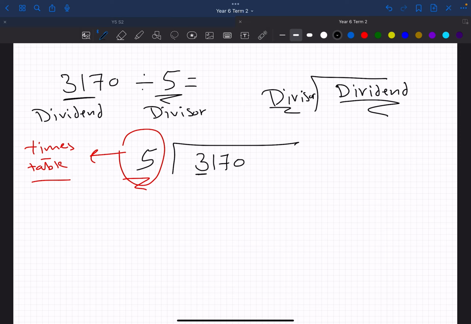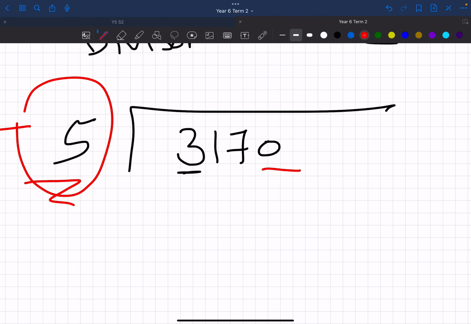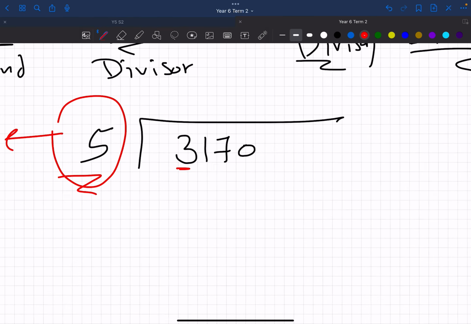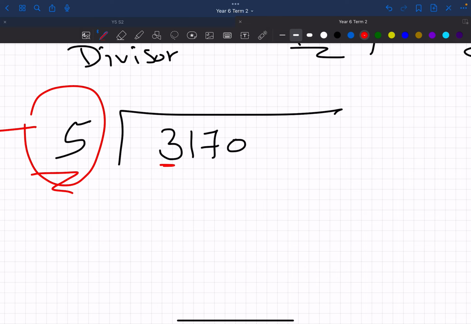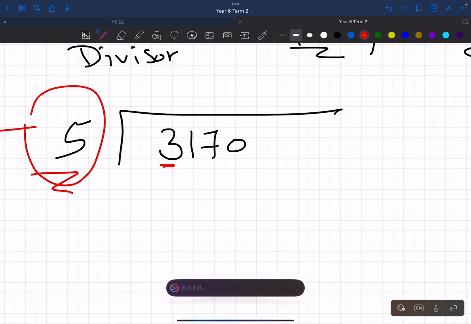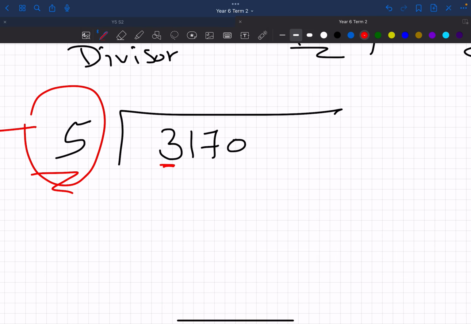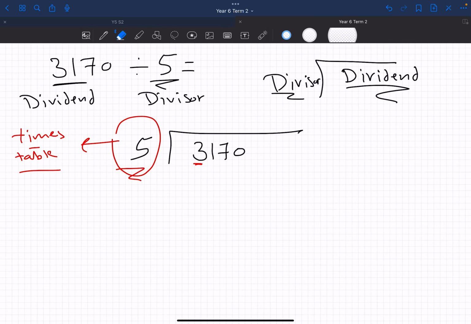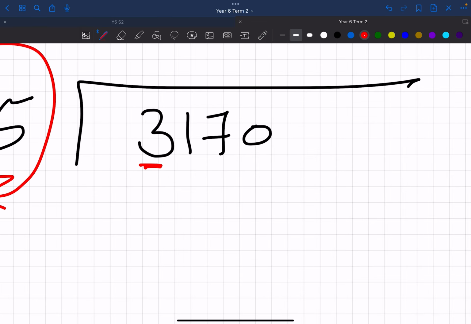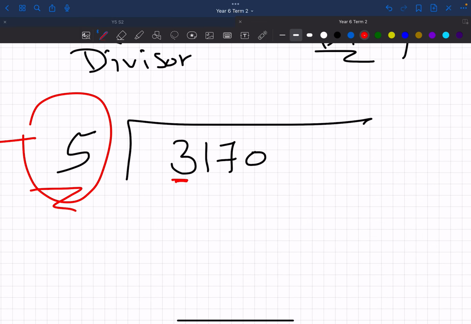Now we will look at the 3. Do I have the 3 in the times table of 5? Always in long division like this, start with one digit from the left side, not the right. No, no, no. From the left side. Long division rules. I think we took this since we were in grade 3. So you look at the digit on the left side. I don't have it in the 5 times table.